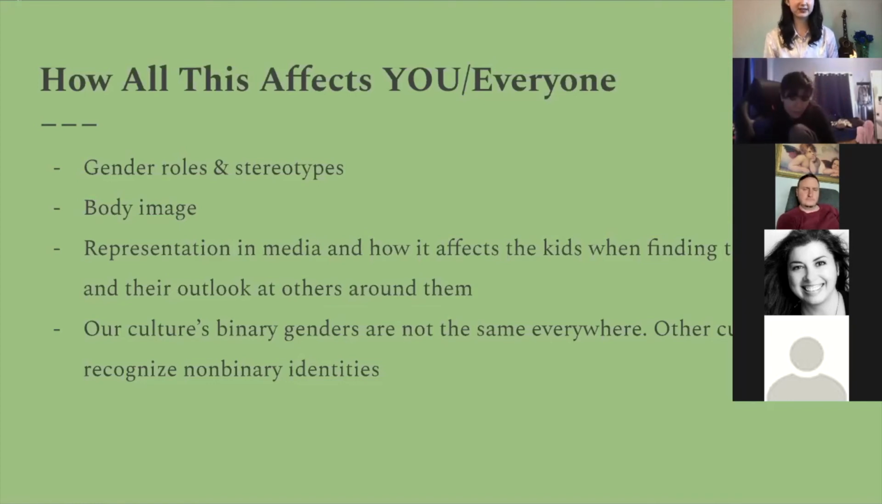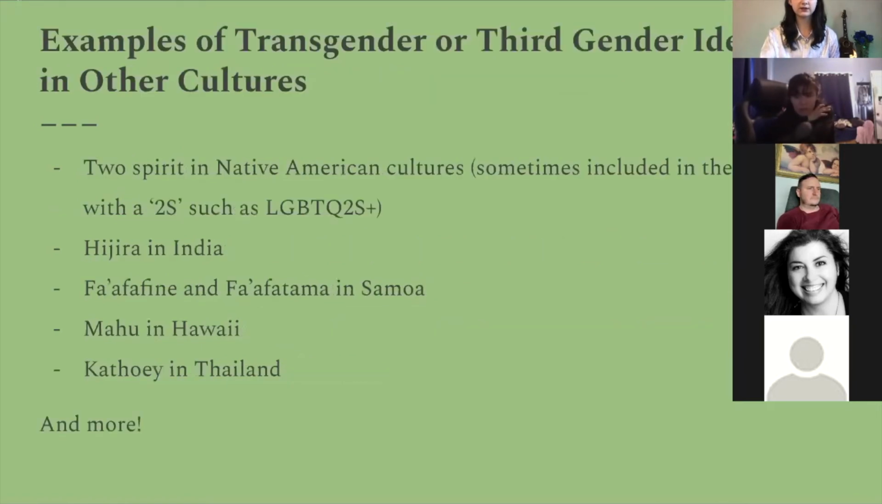And the last mention is our culture with the binary genders and all the gender roles and everything, it's not the same everywhere. Other cultures recognize non-binary identities, have different words for it. So here are some examples. There's two-spirit in Native American cultures, and if you go long enough in the LGBTQ acronym, you might see a 2S, which is for two-spirit, which is basically a combination of male and female identities.